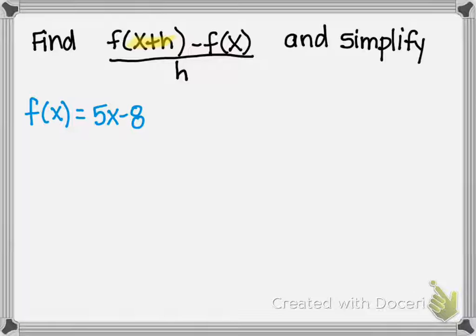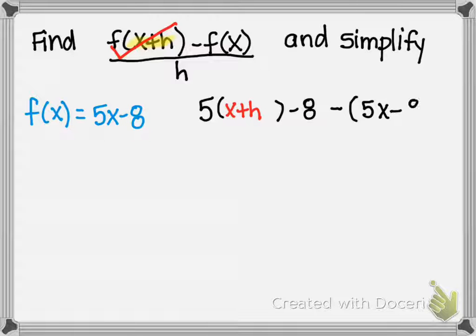So here in the problem, I have 5, and in my parentheses where the x is, I'm going to input that x plus h. Okay? So then from there, I have minus 8. So there's my first piece. Let's check that part off. Alright, so then we're going to subtract my whole f of x. I'm going to put it in parentheses so I can remind myself that I'm subtracting the whole thing, because if you don't, you forget to distribute that negative to the whole problem. And then we're going to divide that whole thing by h.